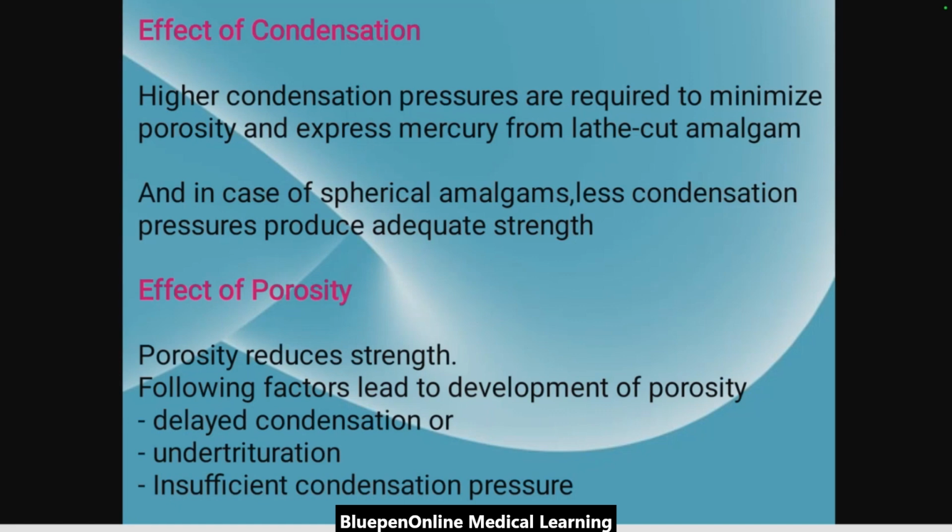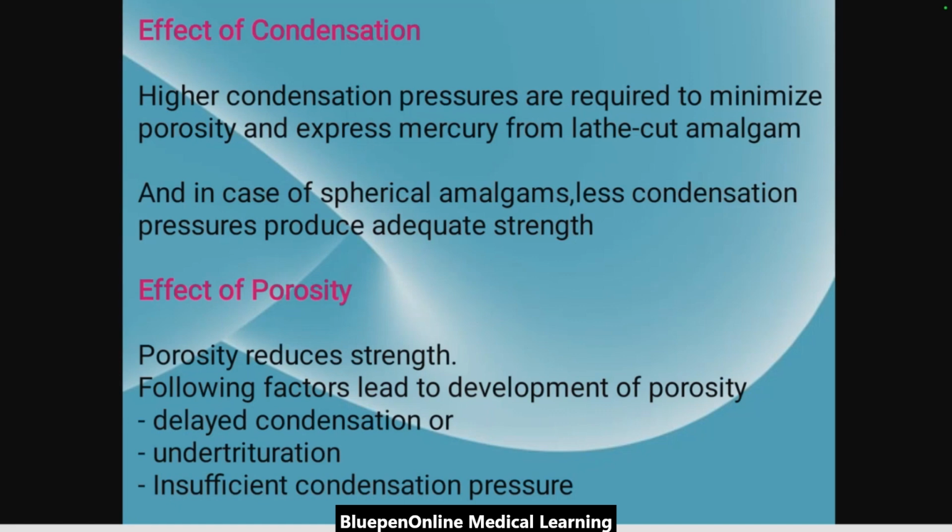Then what if porosities occur in the restoration? Of course, porosity will reduce the strength. So the factors which lead to development of porosity should be avoided. Let's see which are the ones. Delayed condensation should be avoided. Condense it as soon as the trituration is completed. Under trituration also leads to development of porosity, so avoid that. Insufficient condensation pressure will also lead to formation of porosity. So make sure that you avoid all these three factors and you get a proper dense restoration.